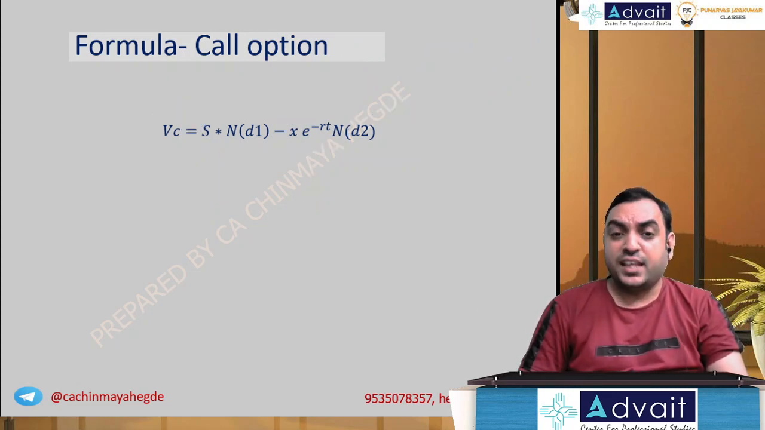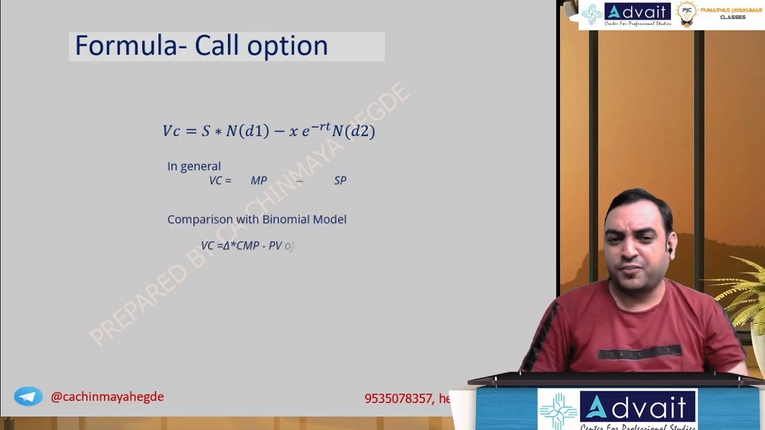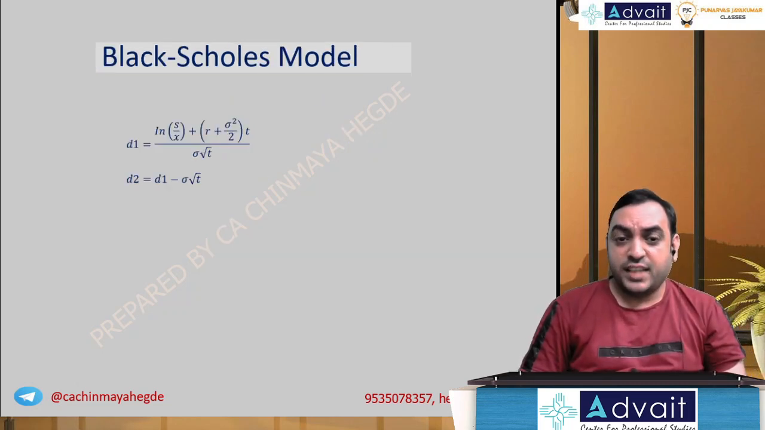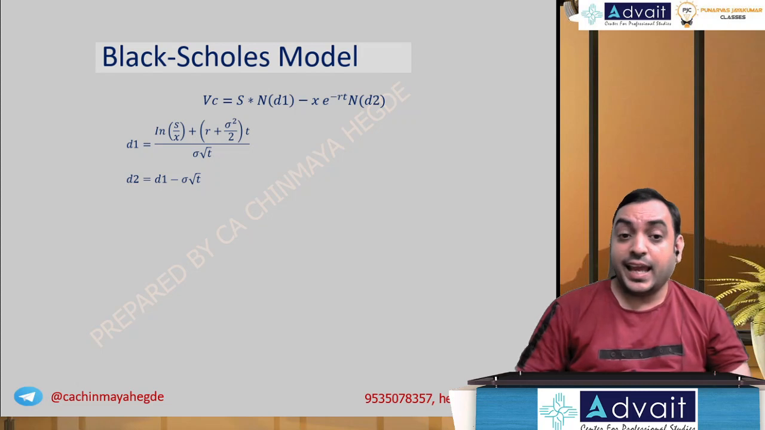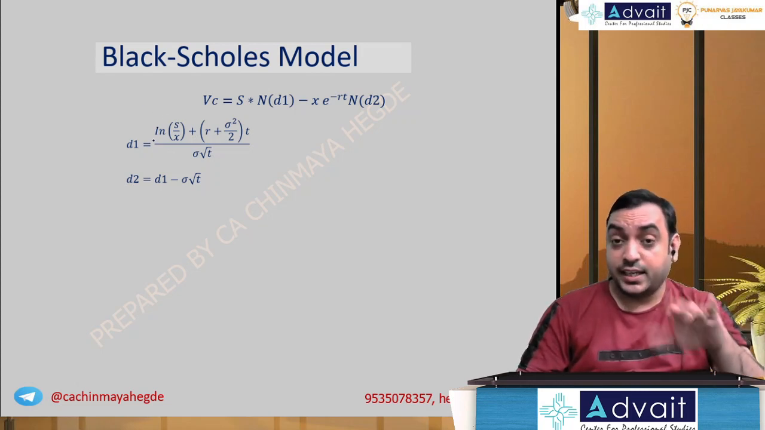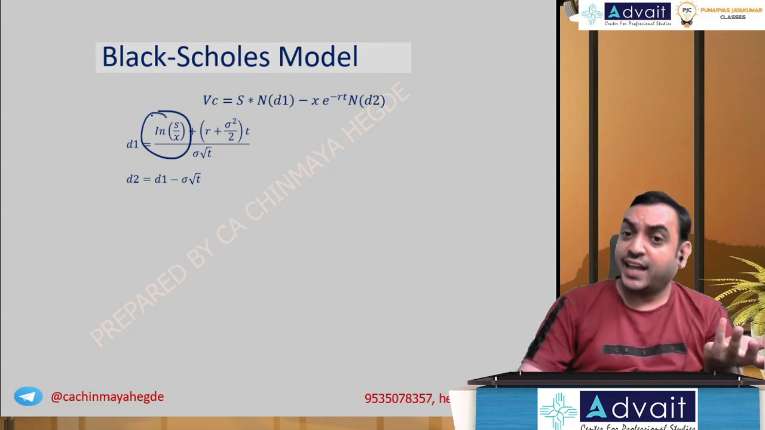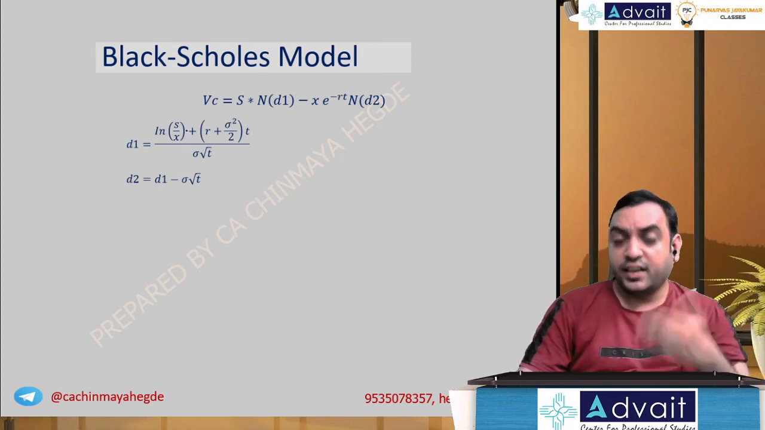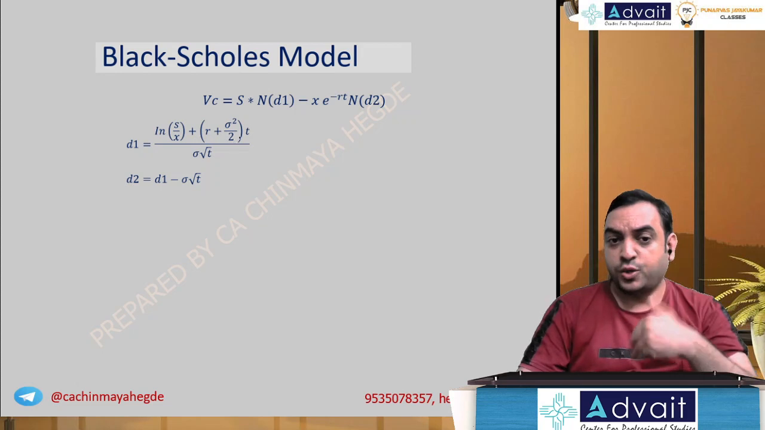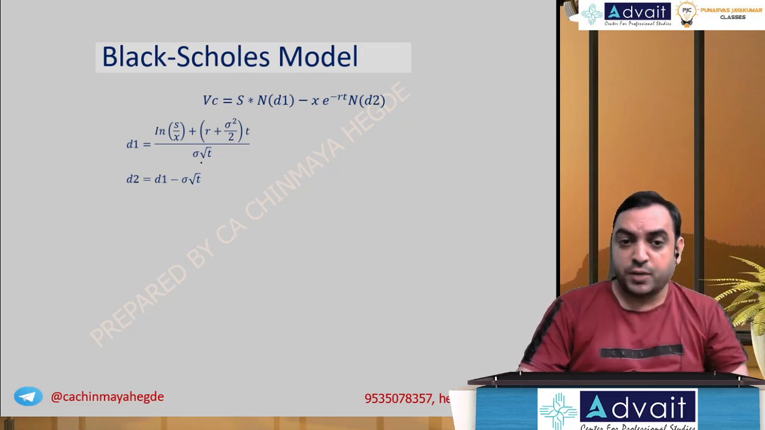Then how do you calculate d1? For that you should put in a little bit of effort. The d1 formula is given by ln(S/X), not log, it's ln, the natural logarithm, where S is the spot price and X is the strike price, plus rate of interest plus standard deviation squared by 2, into t, the time in years, divided by sigma root t.